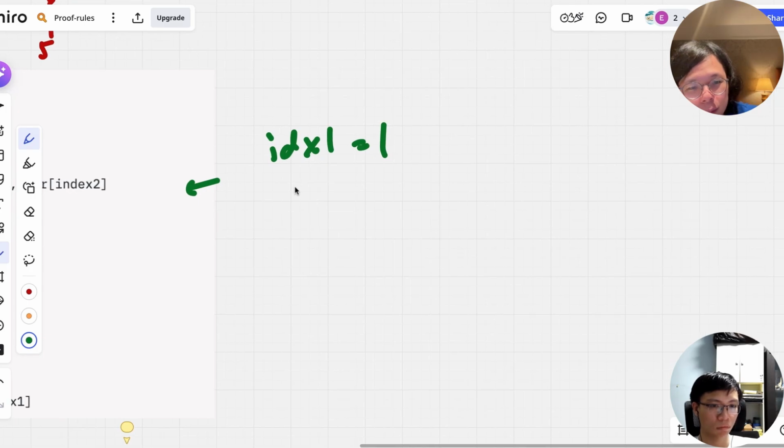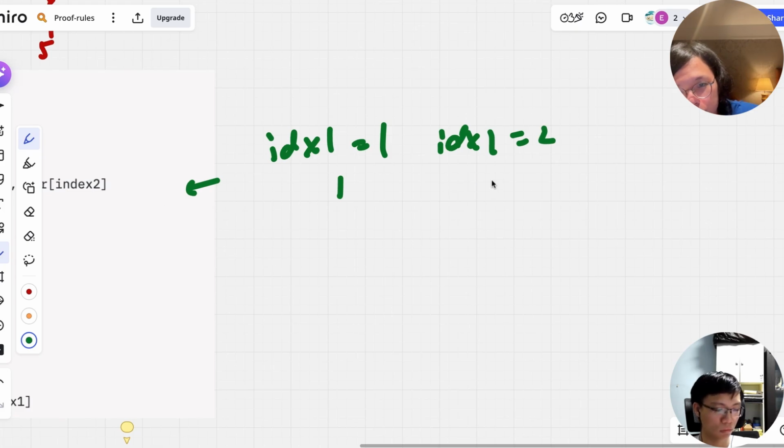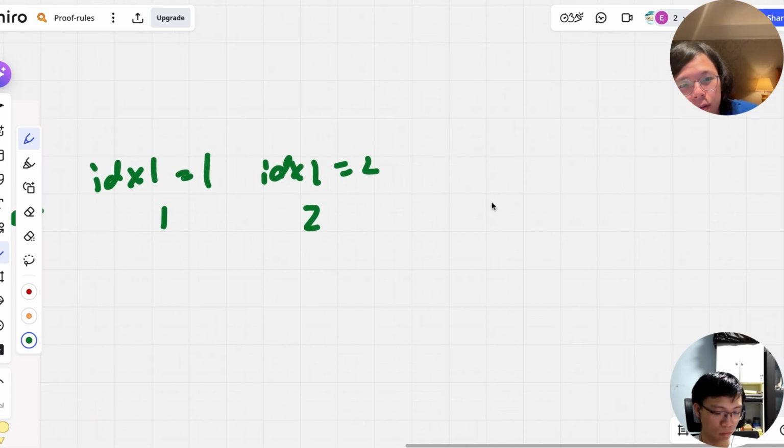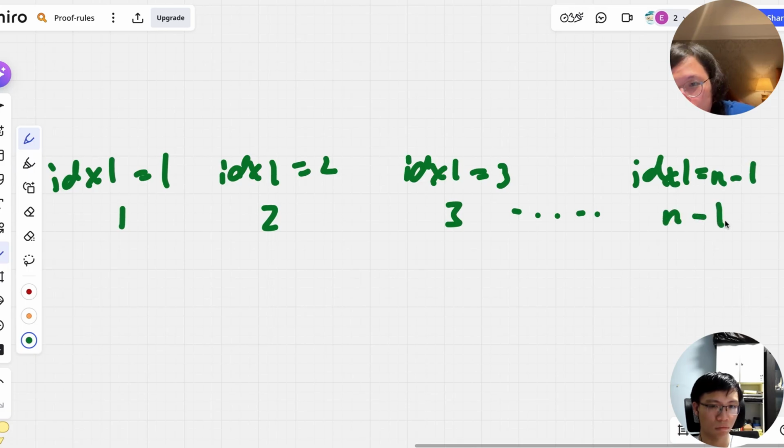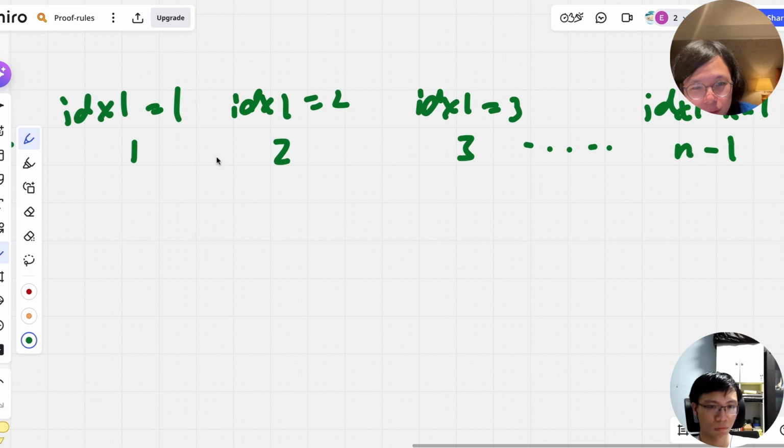So the innermost iteration is going to be one, right? And if the index one is two, then the innermost thing is actually only going to make two iterations. When index one is three, then the innermost thing is also going to make 3 iterations, and you can imagine where this is going, right? So eventually at some point when index 1 is n minus 1, that's the highest possible value, then at most we're going to make n minus 1 iterations. So in total, the amount of iterations that we make happens to actually be 1 plus 2 plus 3, and so on and so forth until n minus 1.